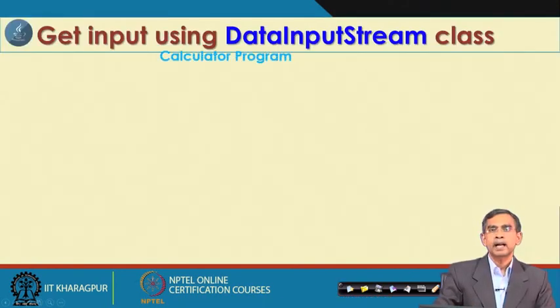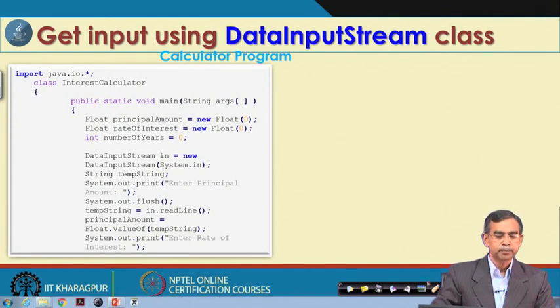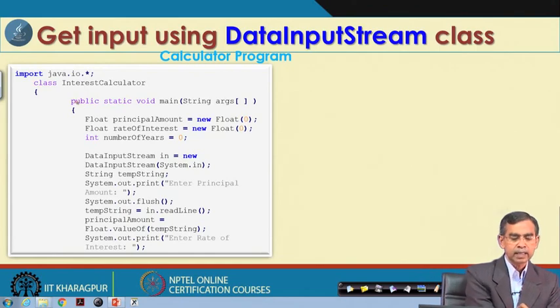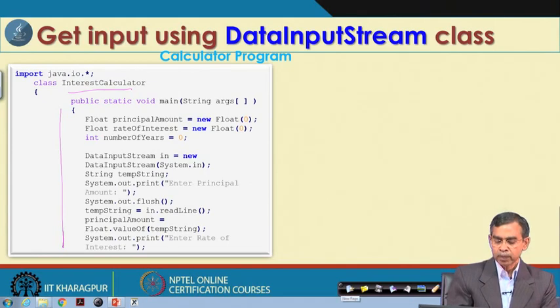Now, let us first start with a very simple one, which we are already familiar with. Suppose a calculator program that calculates something and reads some value from the input, say the standard input. We have given the name of the class as InputInterestCalculator. This is the class and this is the method, and the purpose of this program is to read something from a keyboard.